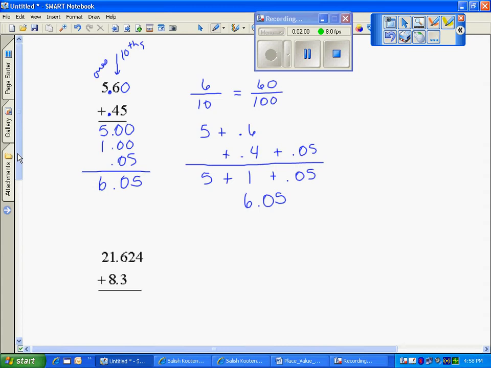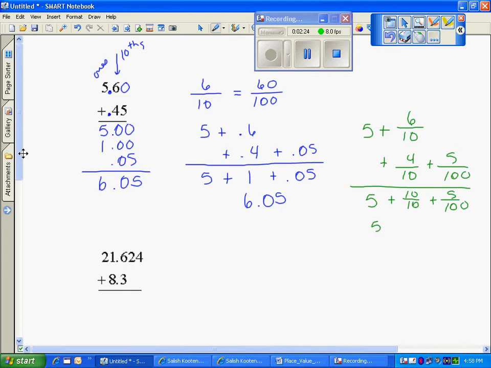If we show this using fractions, it's sometimes difficult to see how 6/10 and 4/10 turn into a whole until you see it actually in fraction form. 5 plus 10/10 plus 5 100ths. 10/10 from our fraction module is a whole. Adding my wholes, I have 6 and 5 100ths. Converting that to decimal form, realizing that the second position after the decimal is my hundredths.